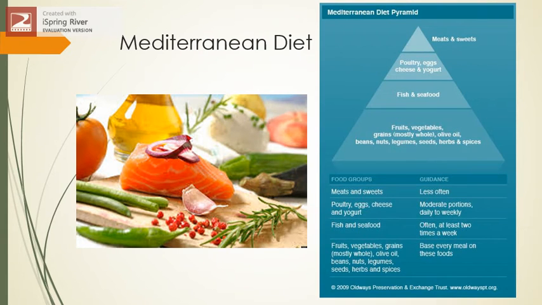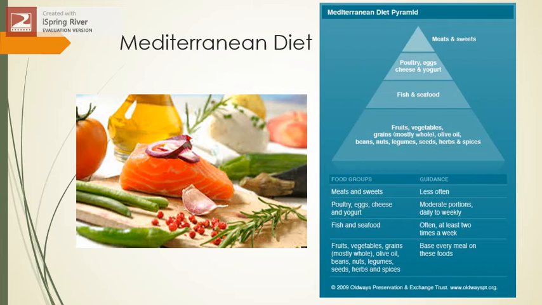So let's start with the Mediterranean diet. If you think of Mediterranean food, you may think of a lot of olive oil, fish, vegetables, and that is really what you get. So the pyramid, this is not the food pyramid that you might have heard of in elementary school. This is the Mediterranean diet pyramid. So the base of the pyramid is what you eat most. So you eat fruits, vegetables, grains, mostly whole wheat, olive oil, beans, nuts, legumes, seeds, and herbs and spices. So you may think of garlic and basil and some of those.